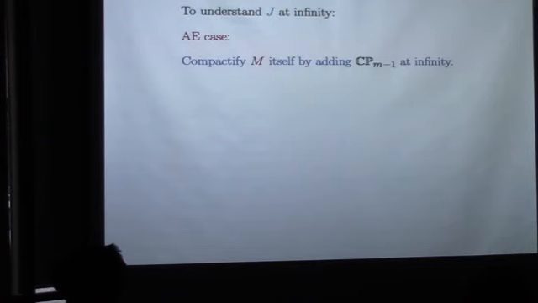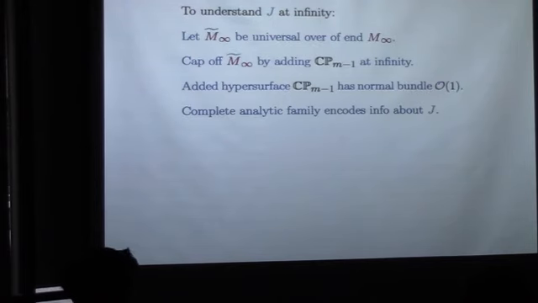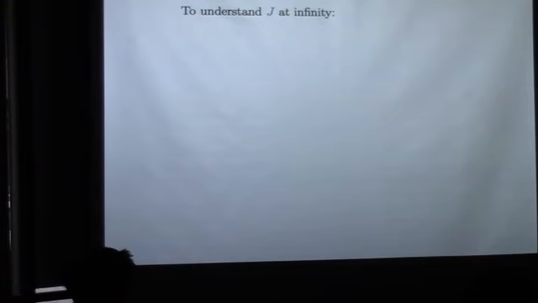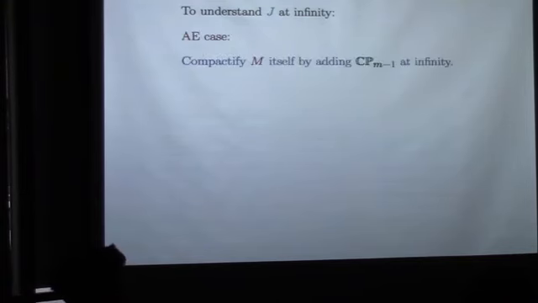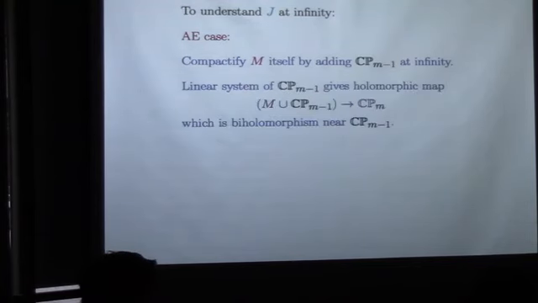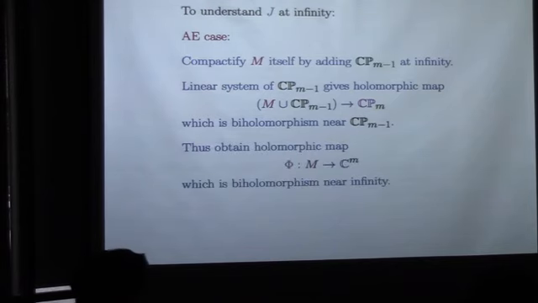That only works in high dimensions; you get a lot of information this way, but you don't get any significant information that way in complex dimension 2. In the asymptotically Euclidean case, though, you can compactify M itself, so you get a compact complex manifold with a CP^(n-1) whose normal bundle is O(1). It's not so hard to prove that this defines a linear system which gives you a map to CP^n. You cut back out CP^n, and you get a proper holomorphic map from your manifold to complex Euclidean space.